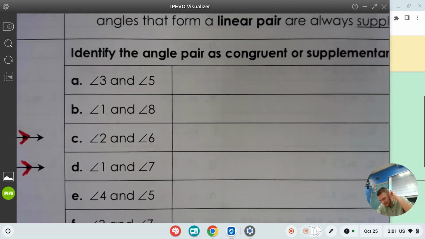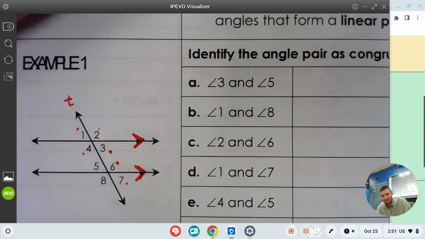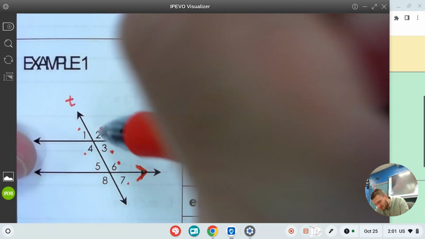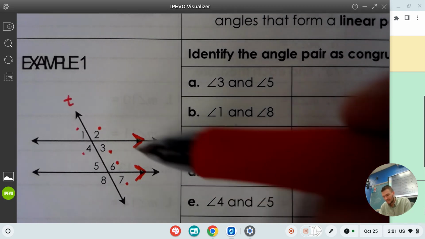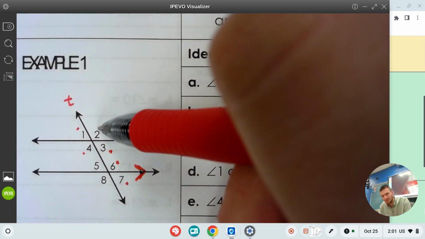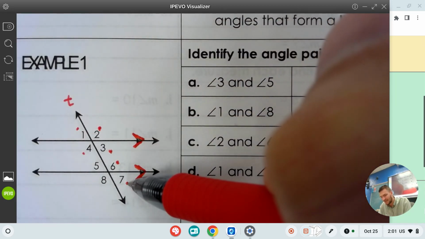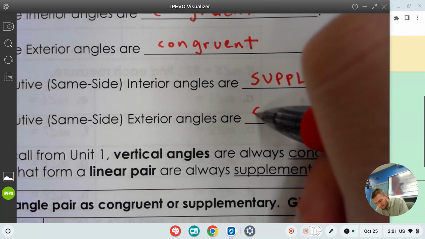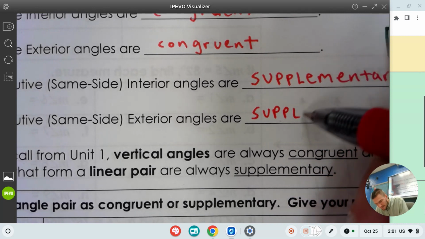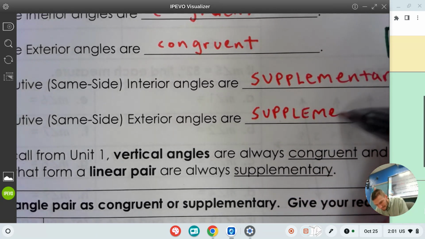Lastly is consecutive exterior. What do you think about consecutive exterior, like 2 and 7? You think they're congruent, or you think they're supplementary? 2 is looking obtuse. 7 is looking acute. We know these are parallel. That means we're going to be supplementary.